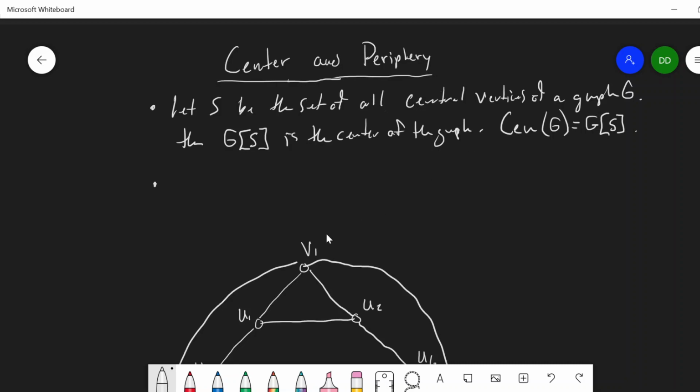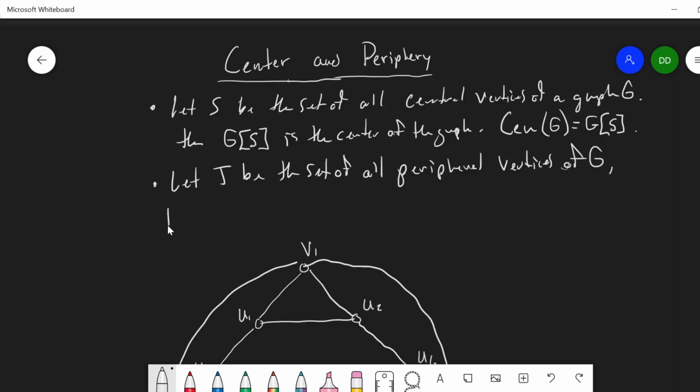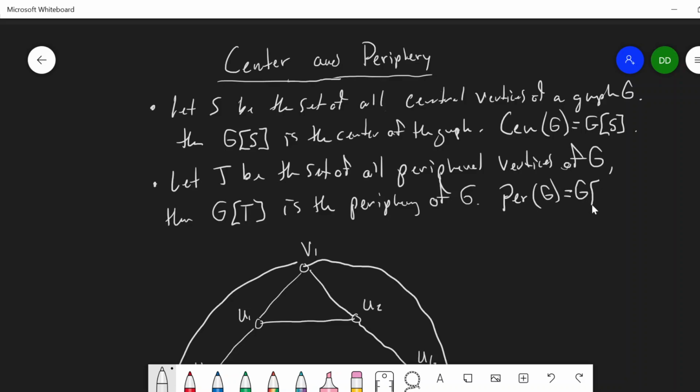And a peripheral vertex is a vertex that achieves the maximum eccentricity, right? A vertex whose eccentricity is the diameter of the graph. So I'll say let T be the set of all peripheral vertices of G. Then G of T is the periphery of G. And we denote this per of G. So that would be G of T, the subgraph induced by all the peripheral vertices.